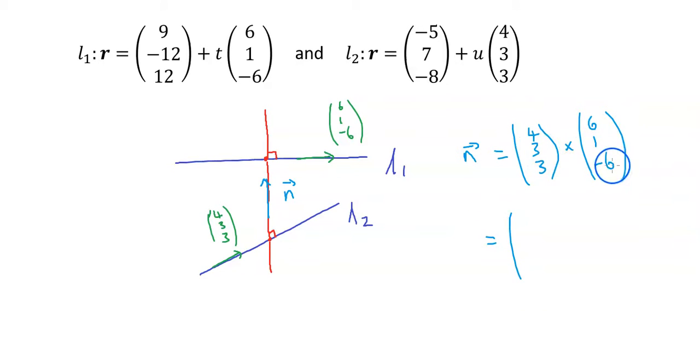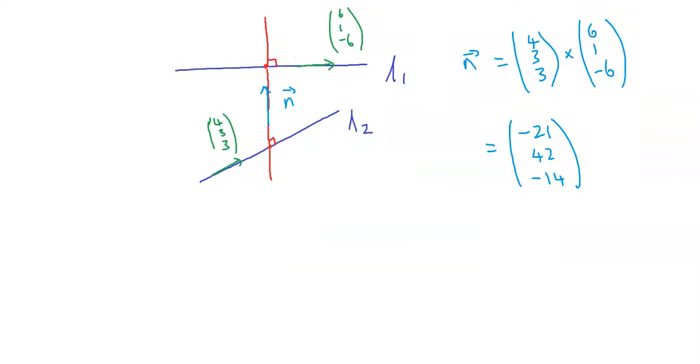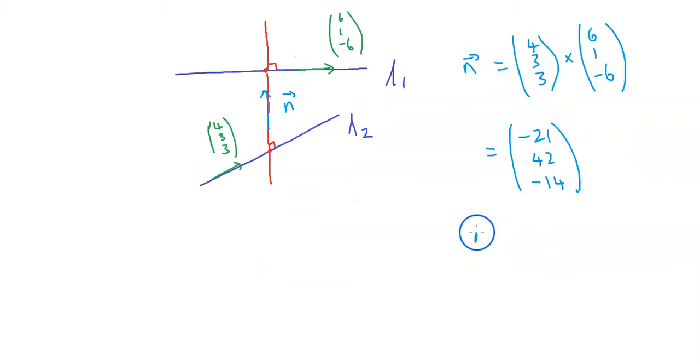Alright, so then 3 times negative 6 is negative 18, minus 3 is negative 21. And then deleting the second row, we get 6 times 3 is 18 minus negative 24, so that would be 42. And then finally, 4 times 1 is 4, minus 18 would be negative 14. And if you want just to make calculations slightly easier, you can divide it by 7 and get another normal vector, so (-3, 6, -2). Right, so that's the normal vector we'll use.